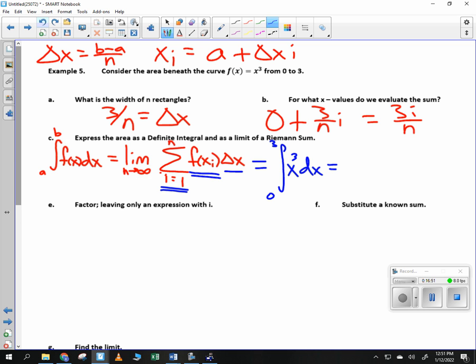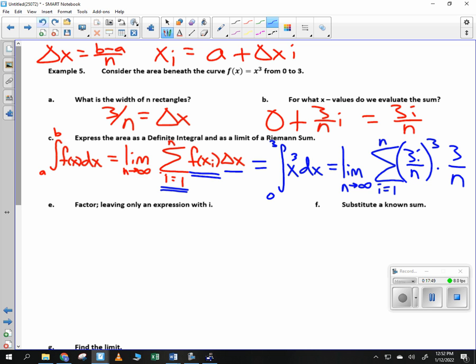So here we go. We have the limit as n goes to infinity of the sum from i equals 1 to n of what do I do now? It tells you right here, I grab my x sub i, and I plug it into the function. So I take the x sub i, and I plug it in for x right there. See that? So we have 3i over n, that thing cubed, times delta x. What's delta x? 3 over n.